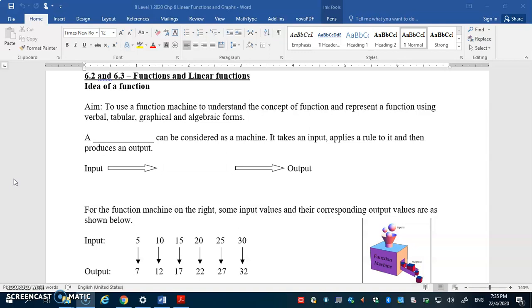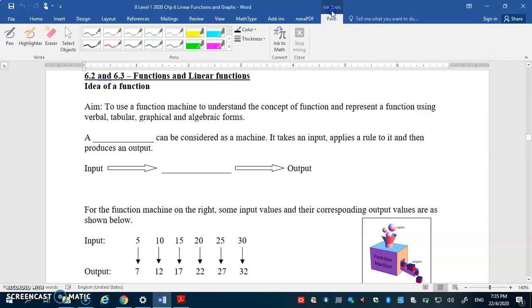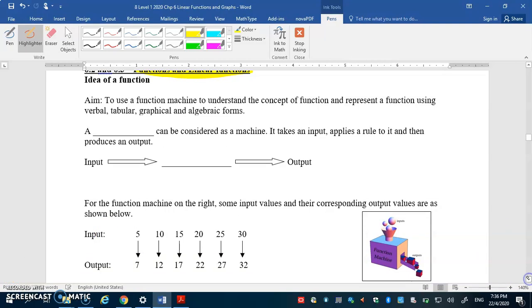Now, we are looking at chapter 6 today. Page 8 to 10, we're going to cover functions and in particular linear functions. Okay, so what is a function? Okay, so let's look at this diagram over here for what is a function.